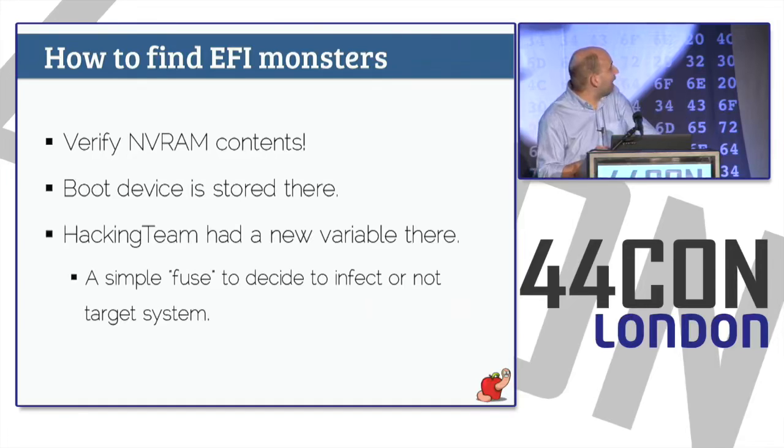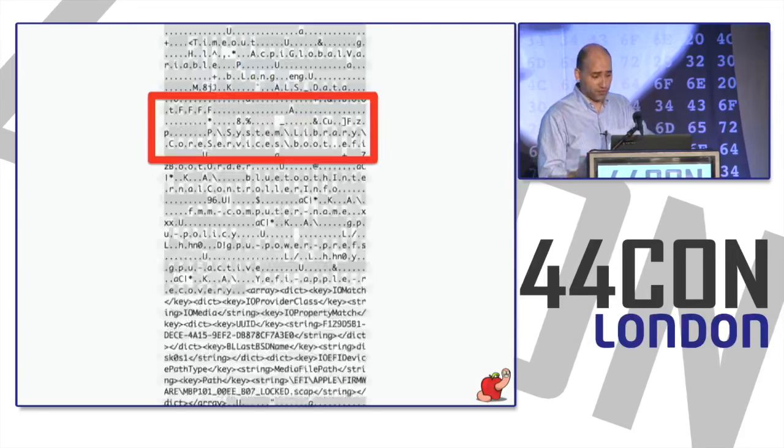You also should check the NVRAM contents. Why? Because Hacking Team, this is the way they knew if there was already a rootkit installed on the machine or not. They had basically a fuse on the machine. You also have inside the NVRAM the bootloader. In this case, in macOS, it is boot.efi.